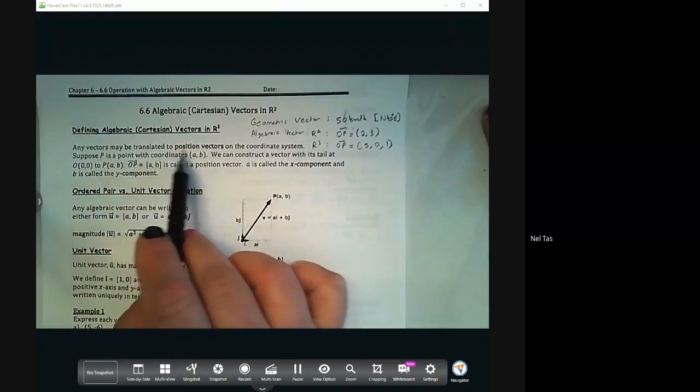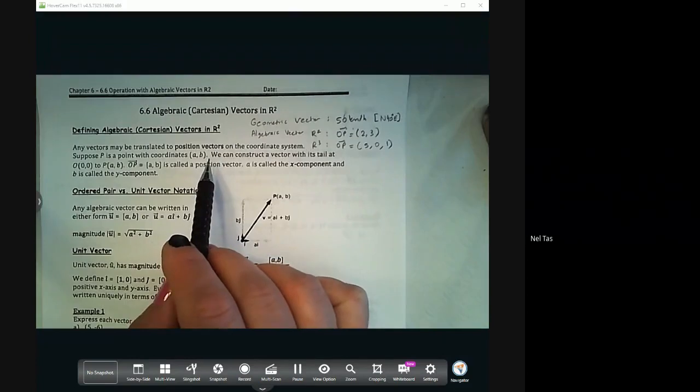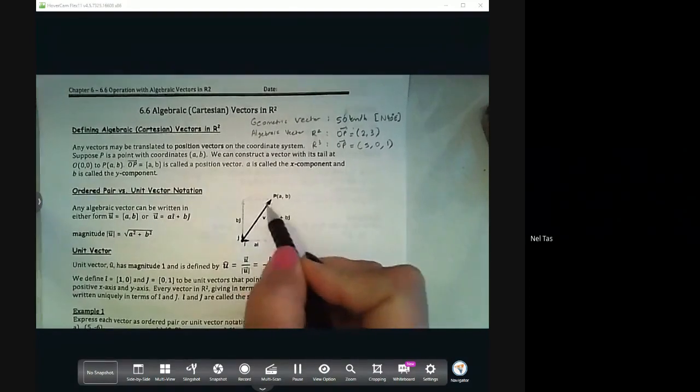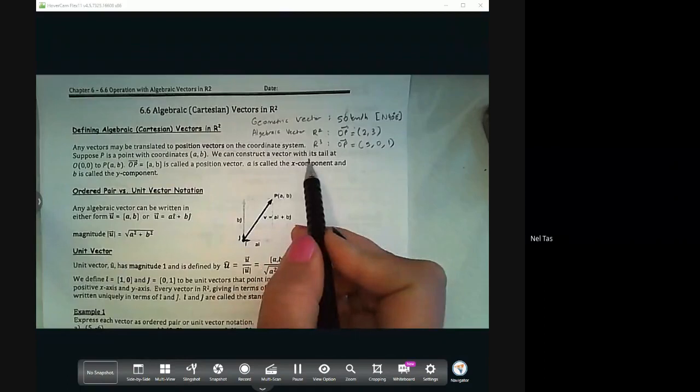So let's define the algebraic vectors in R2. Any vectors may be translated to position vectors on the coordinate system. So position vector, let's remember, is a vector so that its tail is at origin and then head can be anywhere. So suppose P is a point with coordinates a, b. So we have a point (a, b). So we can construct a vector with its tail at origin (0, 0) to point P, (a, b).